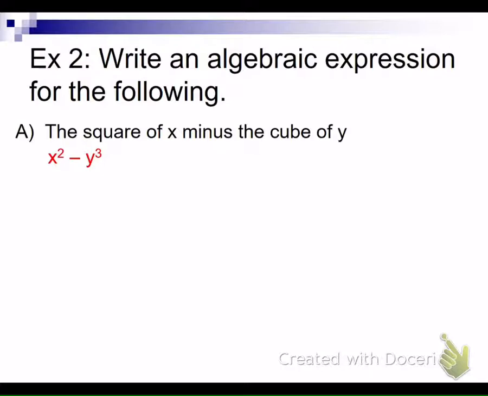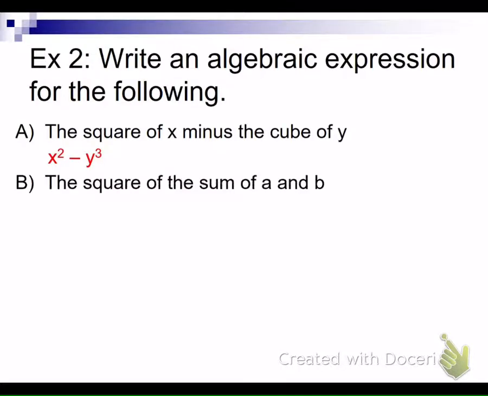All right, part B. The square of the sum of a and b. So are we squaring a or are we squaring the sum of a and b? The sum. Yeah, so what do I need to do? Put them in parentheses. Good. Parentheses tells you what you're going to do first. So if we want to square the sum, we have to find the sum first. So you'd have to add them before you square it. Very good. What are your questions?